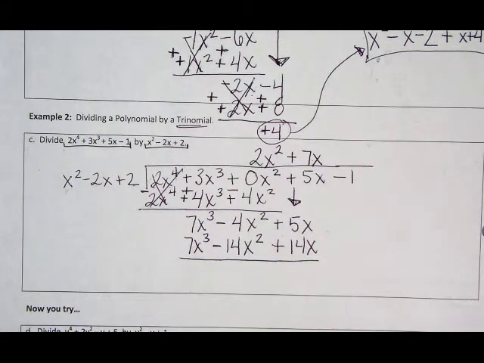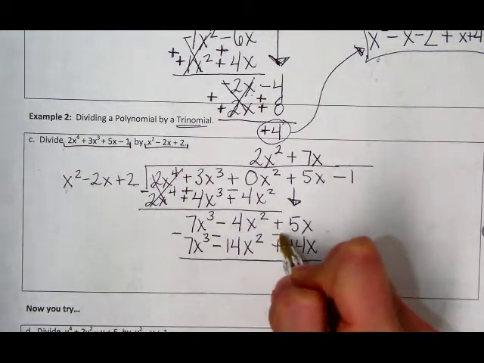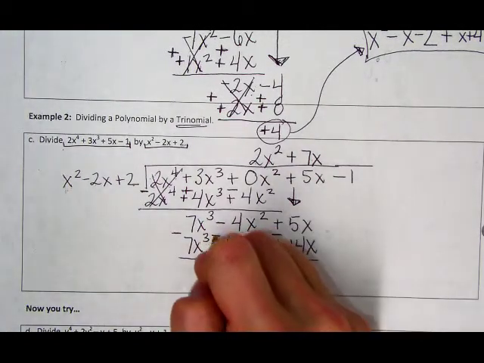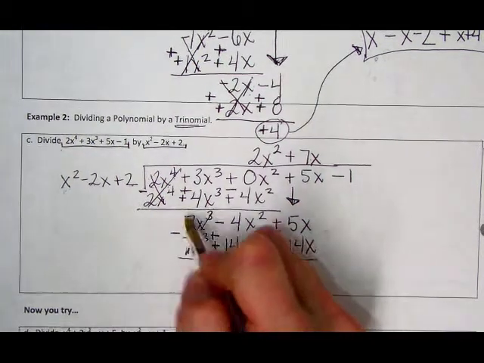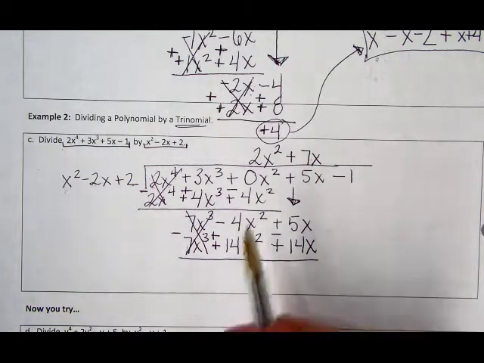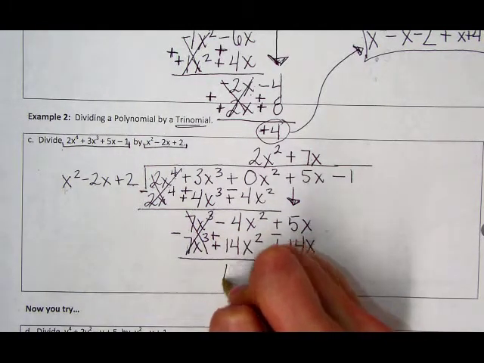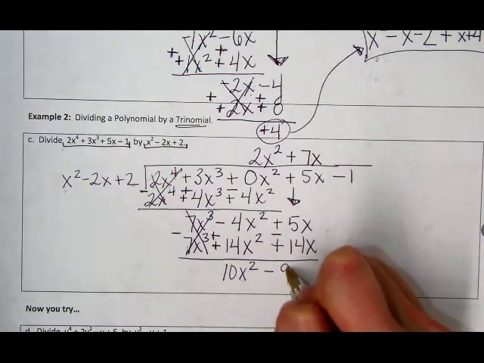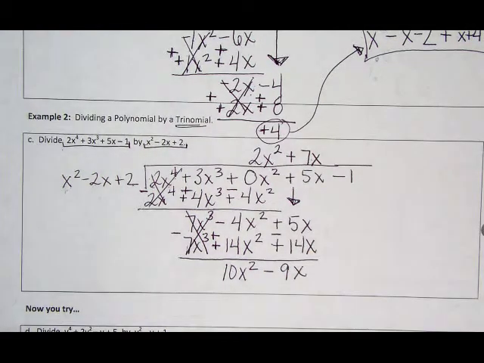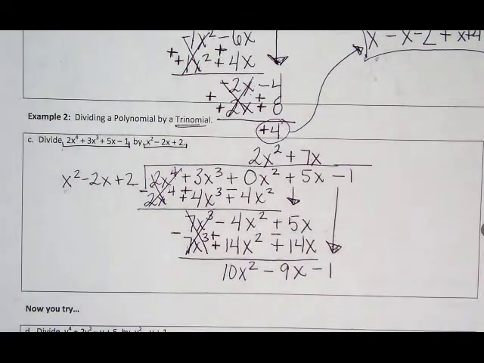Go through and subtract all your terms in the columns. Subtracting, wherever I have double negatives, I can change that to positive. 7x cubed minus 7x cubed cancel out, which is what I wanted. Negative 4x squared plus 14x squared gives me 10x squared. 5 minus 14 gives me a negative 9x. And I still have one more term I can bring down, which is my negative 1.